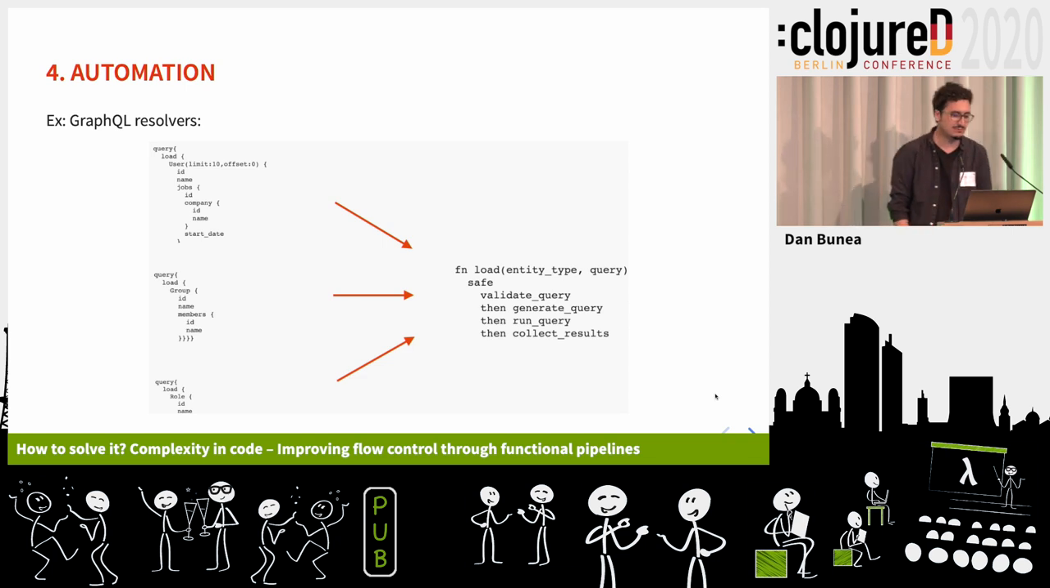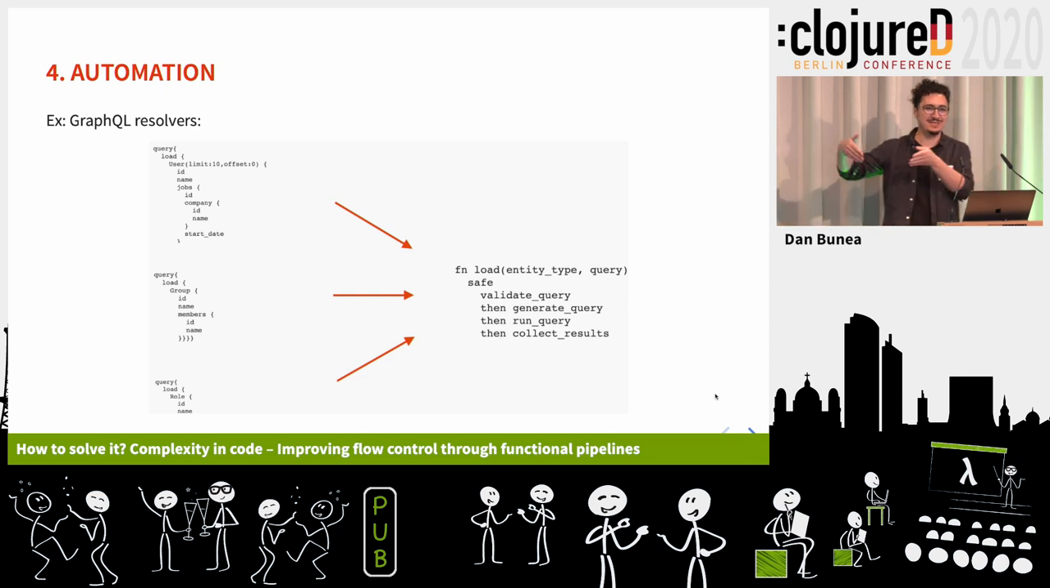GraphQL? For one thing, you have to load users, and for those users, the jobs, and for those jobs, the companies, and whatever. Or you can load groups, and from groups, their members. Or roles, but they only have ID and name. All of them can use exactly the same pipe, right? You can have a load pipe, and it can say, OK, validate the query that you're sending me, like the GraphQL query or whatever. Then generate one for my Datomic or for my MySQL or for something, and then run it, and then collect the results, and then later transform it.